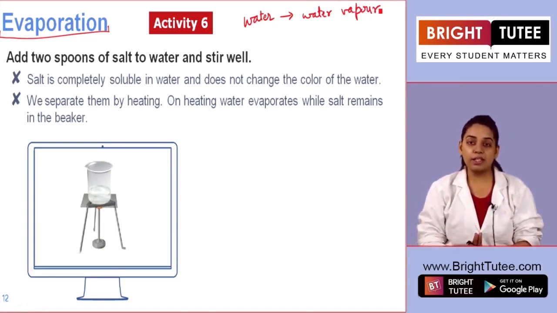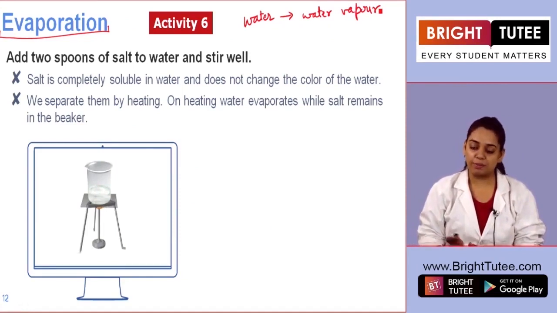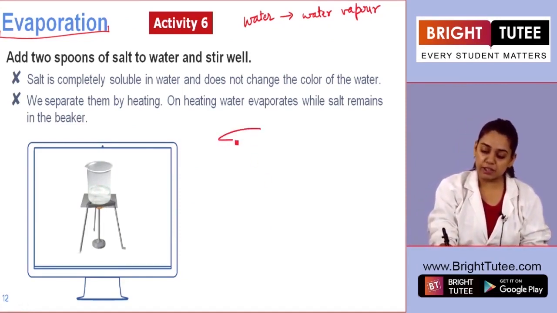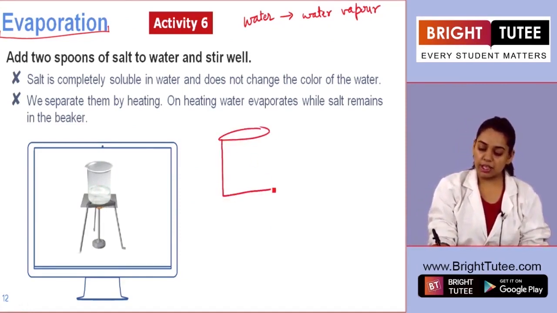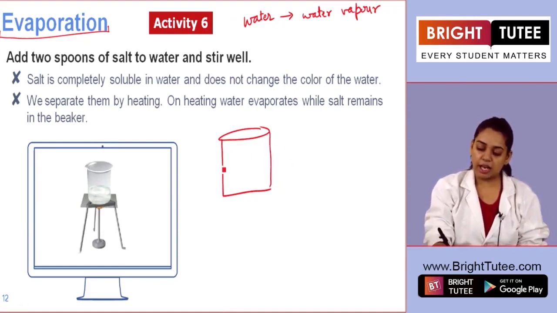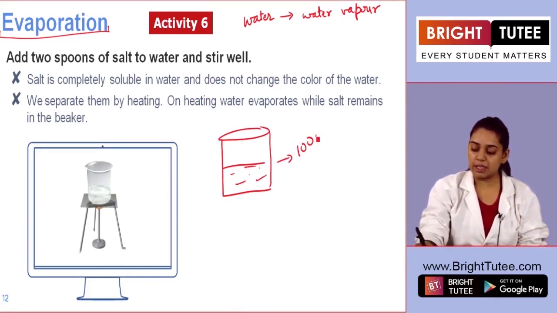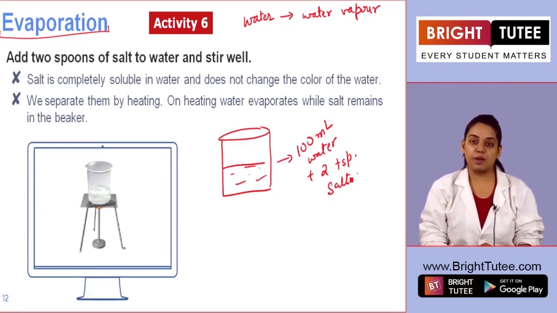So let us now understand this with the help of an example. Say we take a beaker. In this beaker, say we add 100 ml of water. What we have taken? We have taken 100 ml of water. To this we add 2 teaspoons of salt. That is the regular common salt.